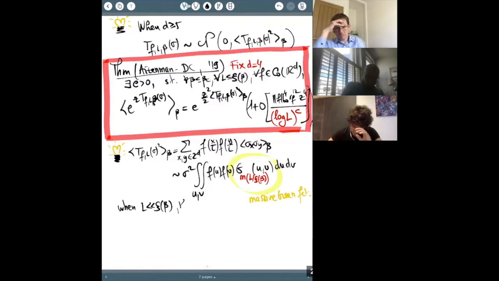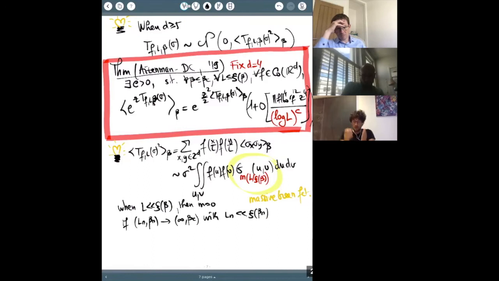It should be that when L is much smaller than the correlation length, then this M is almost zero. So in particular, this result should tell you that if L_n, beta_n tends to infinity, beta c with L_n much smaller than psi of beta_n, so in particular, you could fix beta_n equal to beta c for every n. So you fix the temperature and you let n go to infinity. If you do that, then you expect convergence to GFF, to the Gaussian free field.